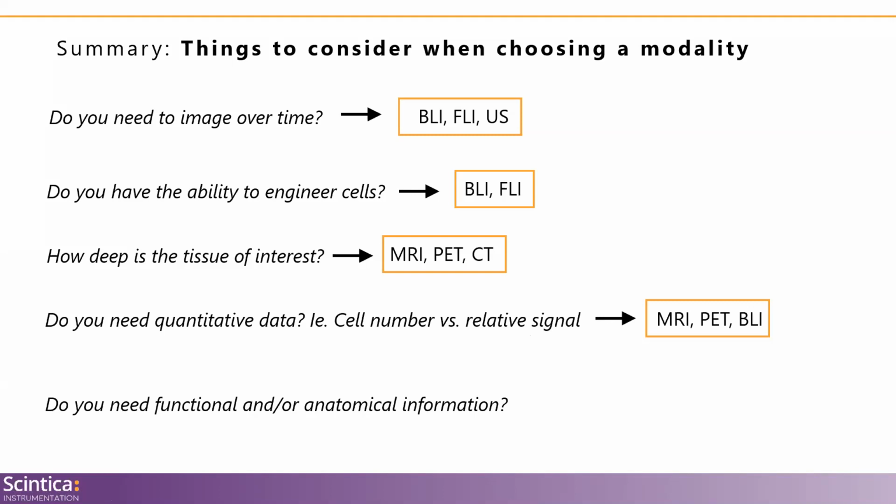And then finally, I would say probably one of the most common questions is, do you need functional or anatomical information? And I would say more commonly than not, this is quickly becoming, you need functional and anatomical information, or people would prefer that to get that complete picture. And so a lot of our systems have started to become integrated. So we have options for PET CT or PET MR in this case.